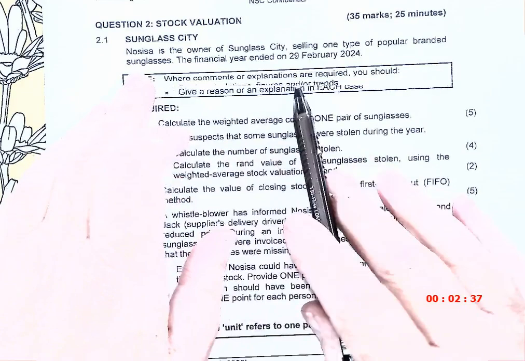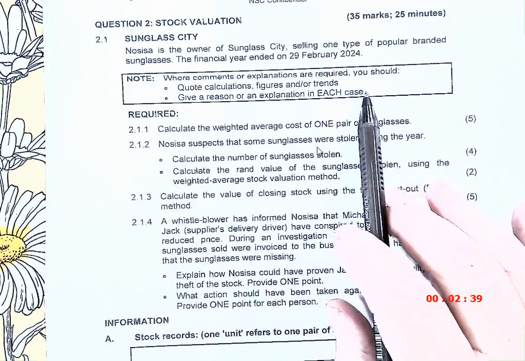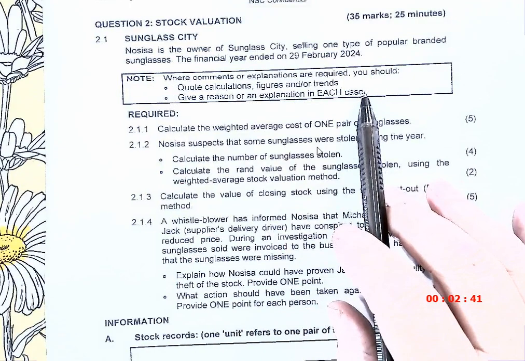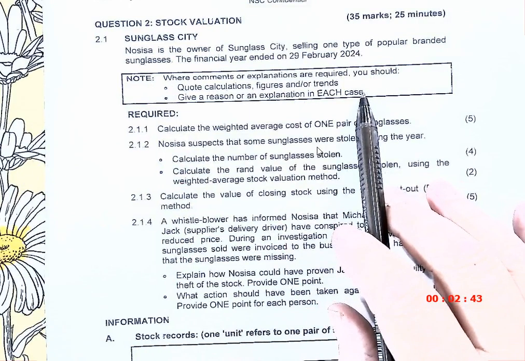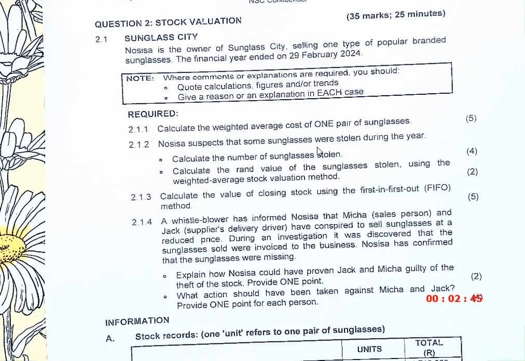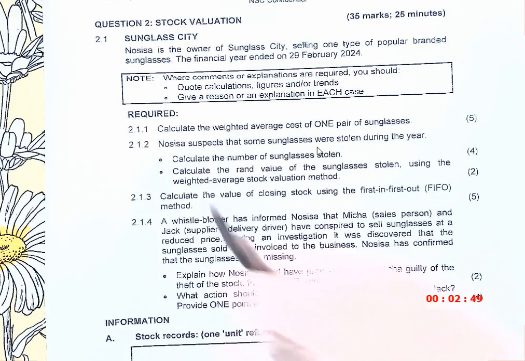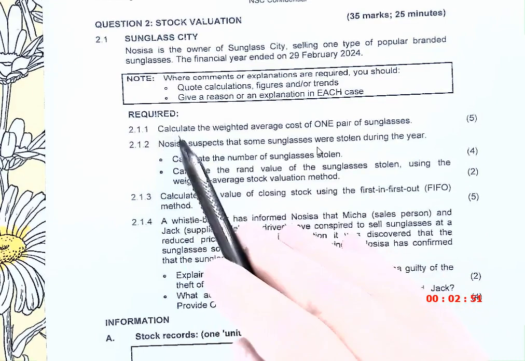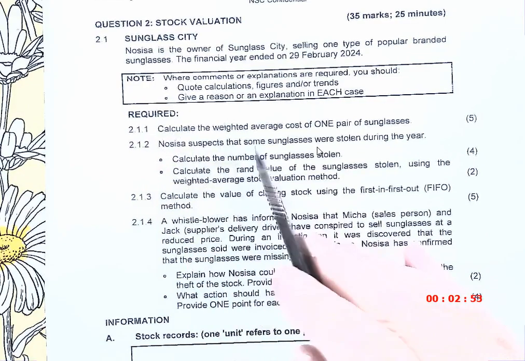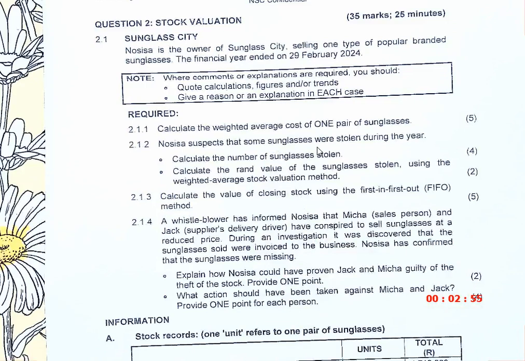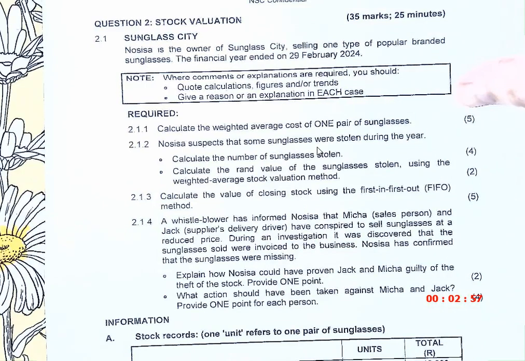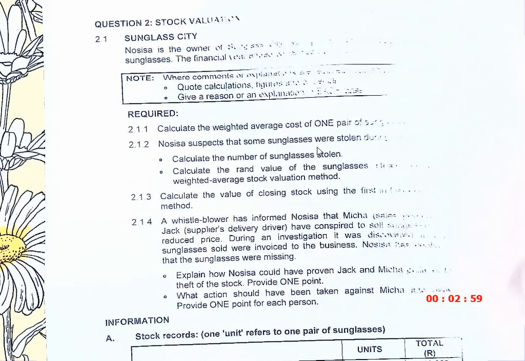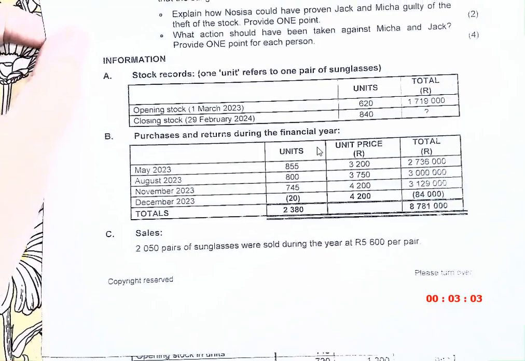The financial year end is 29 February 24. Where comments or explanations are required, you should quote calculations, figures, trends, and give a reason. Doesn't it sound like analysis? Here we go. Calculate the weighted average cost of one pair of sunglasses. Now they will always give you the information most of the time like this.